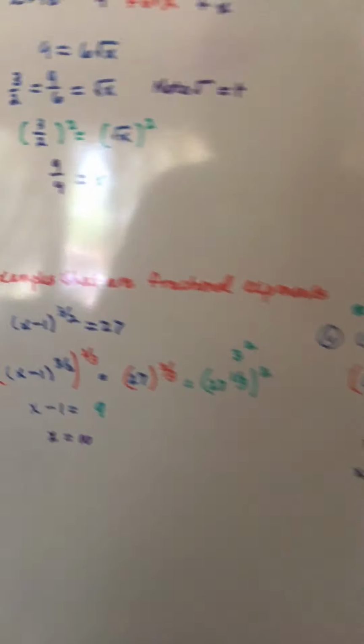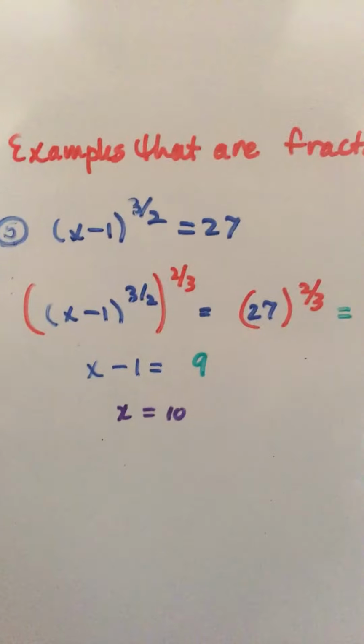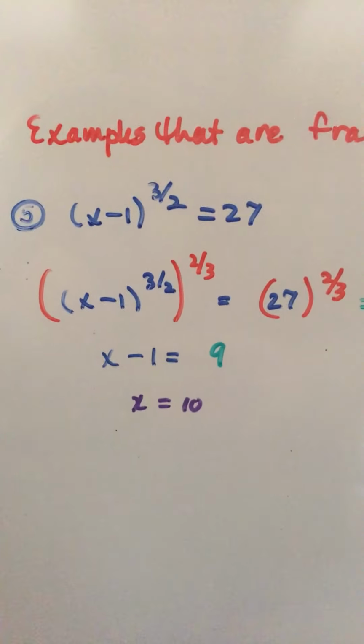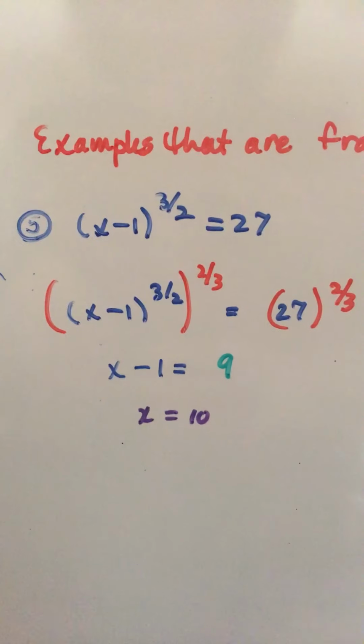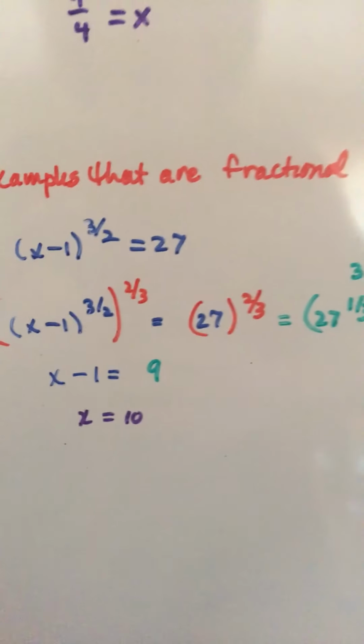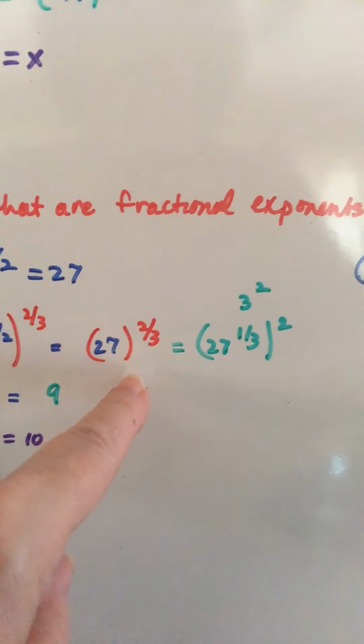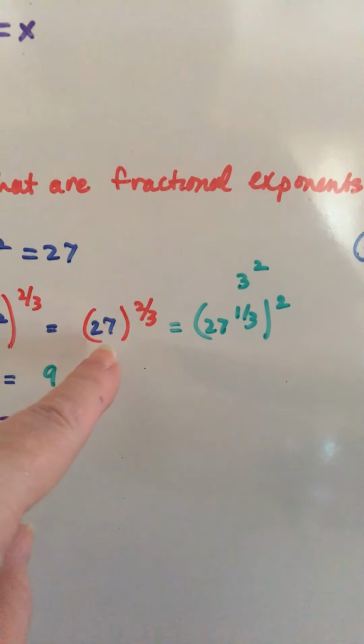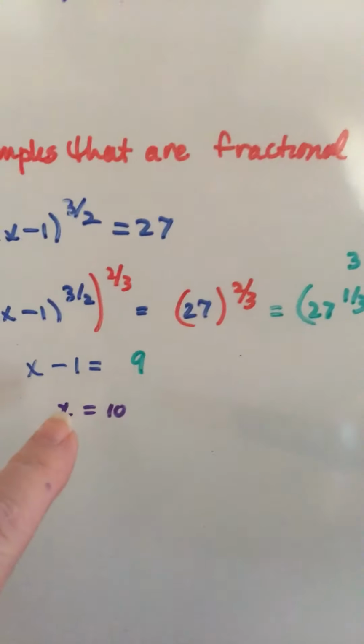Now, what happens if we start out with fractional exponents? Well, that's really easy. We just use the reciprocal of the x and exponentiate both sides. Now, remember, what does this mean? It means the cube root of 27 is 3 and squared is 9.